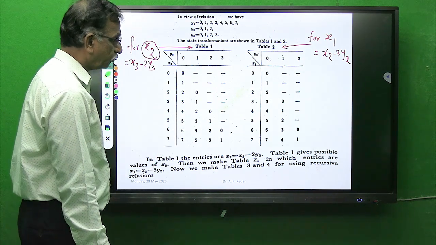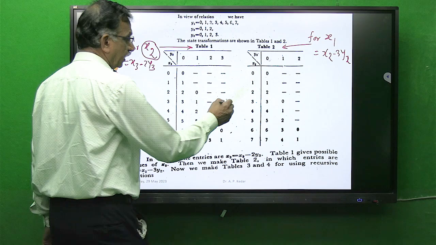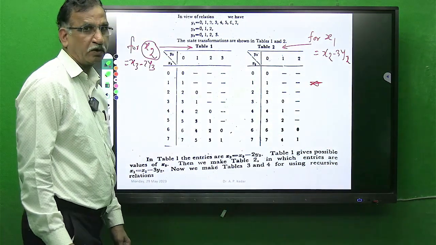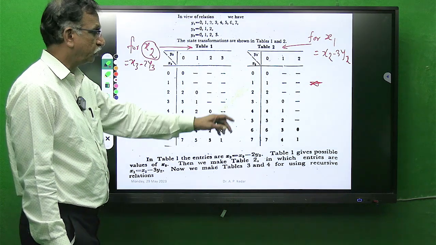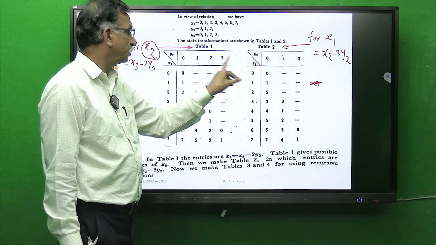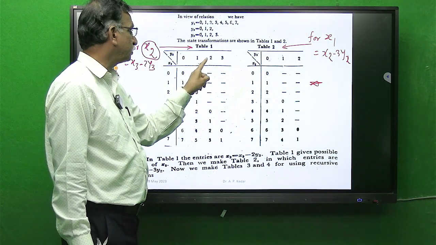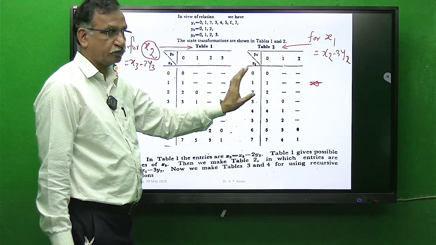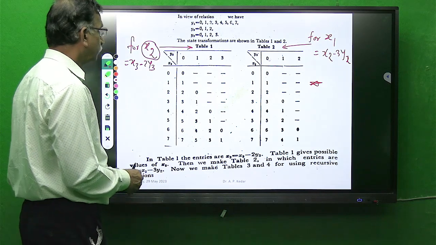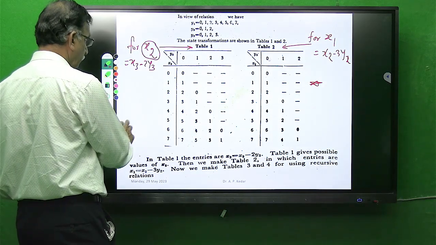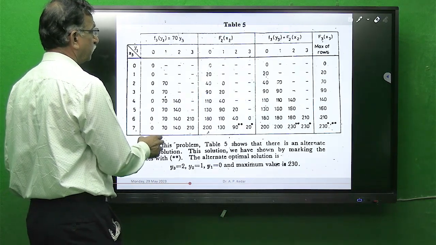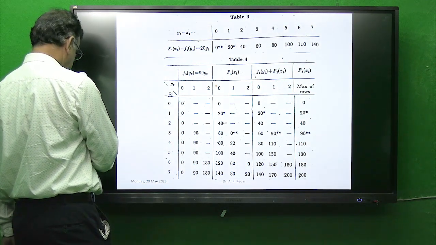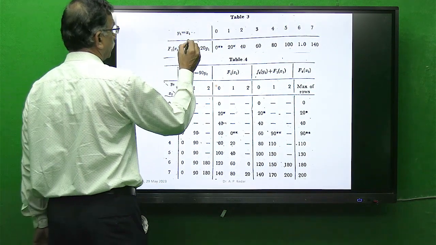So now we will take the help of this particular table for finding the value of f2 of x2. You remember these values. Here there are 0, 1, 2, 3, and here it is only 0, 1, 2 for values of y2. So now as we move ahead, this is our solution.